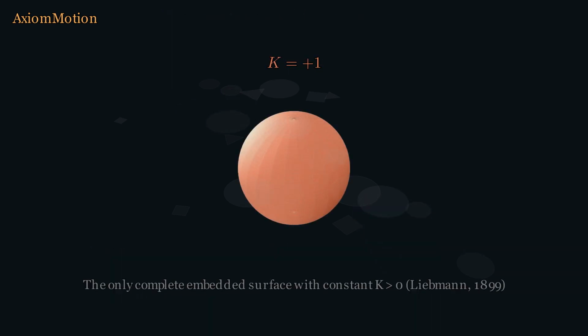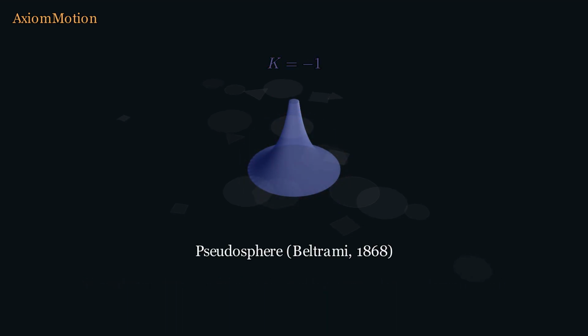Now, k equals plus 1. The unit sphere has constant positive curvature at every single point. And in 1899, Liebmann proved something striking. The sphere is the only complete embedded surface in 3-dimensional space with constant positive Gaussian curvature. There is nothing else. What about k equals -1?